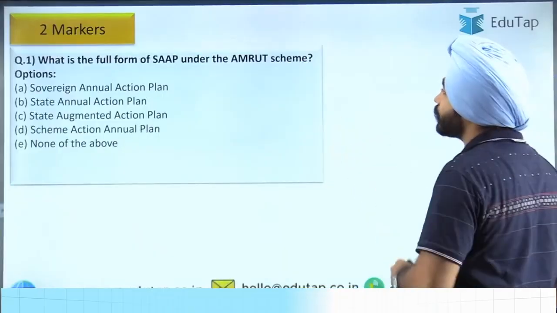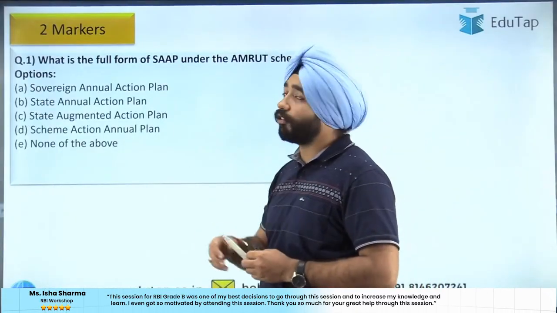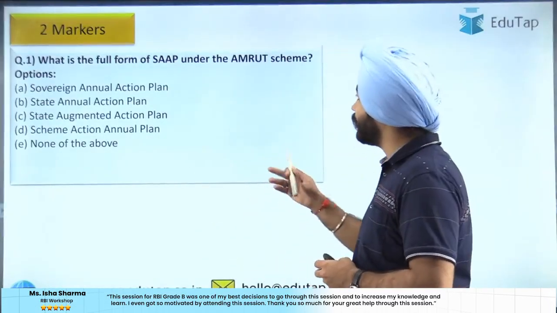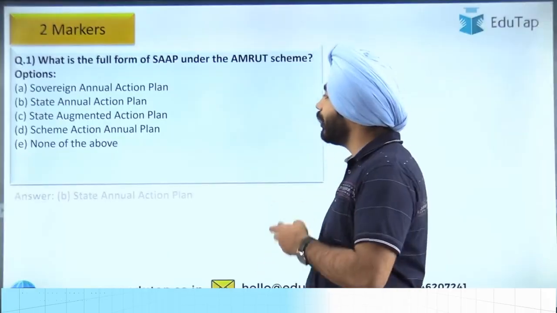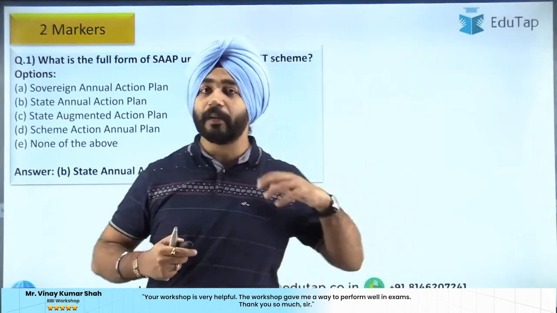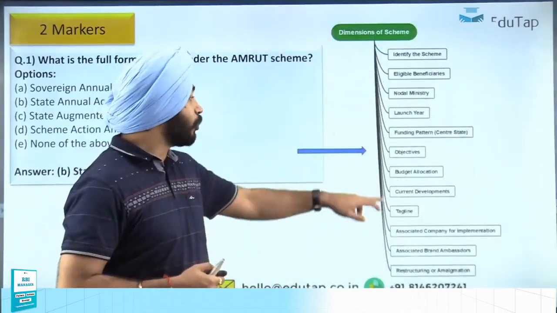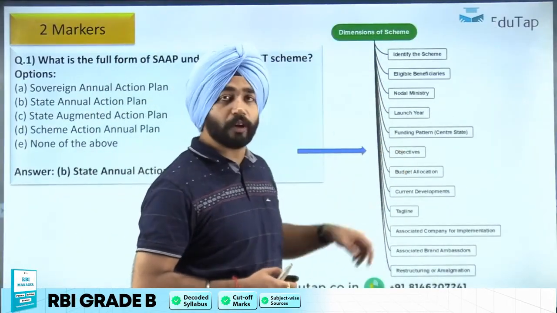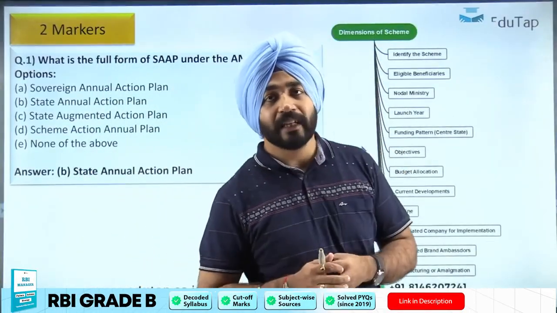ठीक है, now the first question that has been asked is: what is the full form of state annual action plan, that is SAAP की full form क्या होती है? तो answer here is state annual action plan. And if I talk about from which dimension of the scheme the question has been asked, the question आपका ask हुआ था from the objective of that specific scheme.